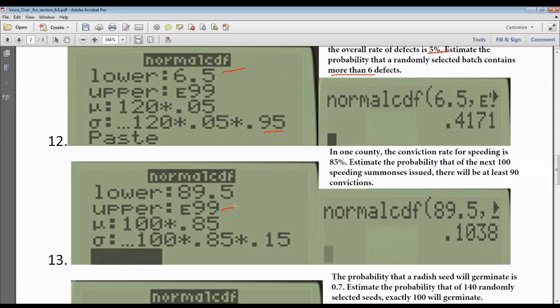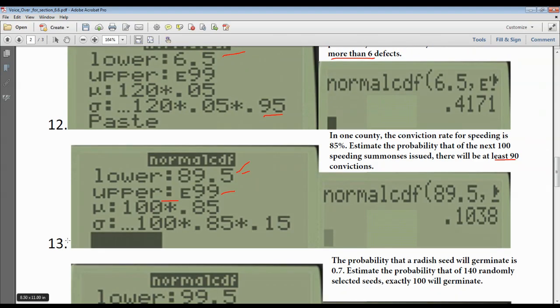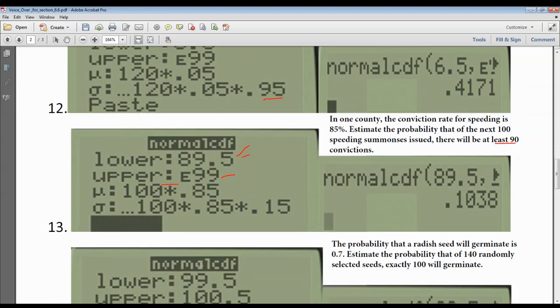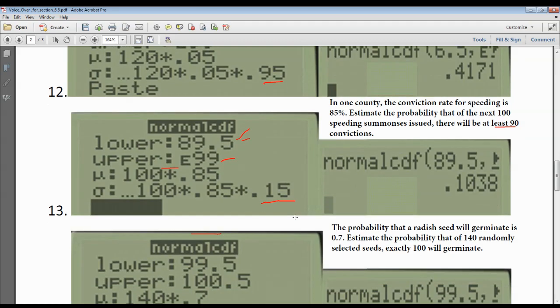So you got to start on the left-hand side of 90 at 89.5. Even though this guy says at least, because of continuity correction, we have to start at 89.5. So don't get this confused. Once you use continuity correction, sometimes this doesn't agree with it, but that's the idea of what we're doing. Mu is n times p, 100 is n, p was 0.85. Standard deviation, square root of n times p times q. Well, p is 0.85, and we know that q is 1 minus 0.85, 0.15.